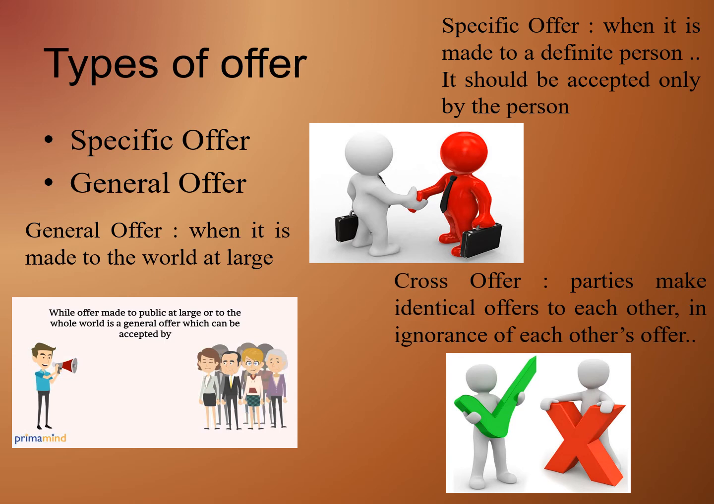The same example of A, B, and C. Just for a case, A has made an offer to B, and B also made an offer to A. A has made an offer to B and B also made an offer to A. This will be considered as the cross offer. Okay, let's get clear with the same example.